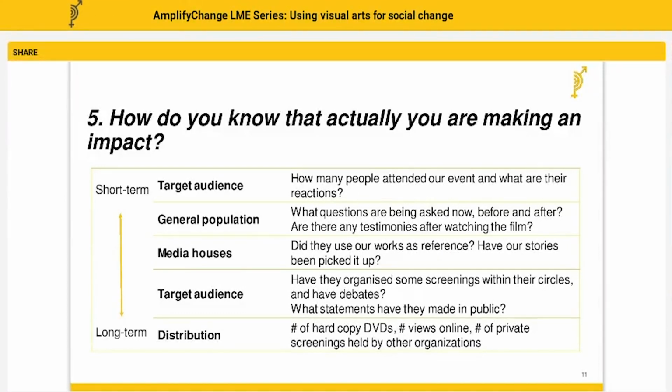So when that is finished, interview them again, and see were their expectations met. Are they going back home with something? Have they learned something from the screening? So that's the short-term impact you can look at. That okay, my target was 240, I got 250.